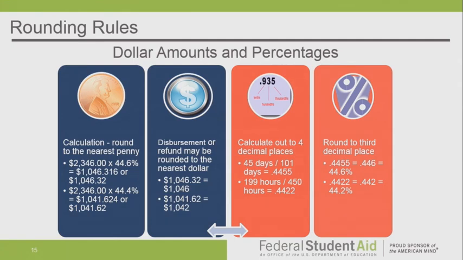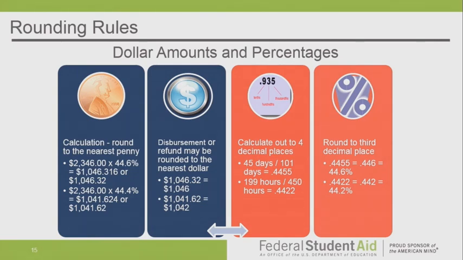So in the calculation, you round to the nearest penny when you're calculating dollar amounts, and you can see the example of that here. When you're actually making the disbursement or refund, you can round to the nearest dollar. So if you're actually doing a post-withdrawal disbursement or actually returning funds to the department, then you can take the amount that you have in cents that you did when you calculated it, and you can round that to the nearest dollar. When you're doing the calculation itself, you calculate out to 4 decimal places.